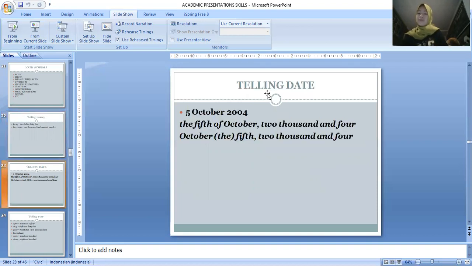And then this is the example of saying or telling the date in English. The 5th of October 2004. Or you can also say October 5th, 2004. So if we pay attention to this, in telling the date, it uses ordinal numbers, the 5th, not the 5. It becomes the 5th. But in telling the year, it uses cardinal numbers, 2004.